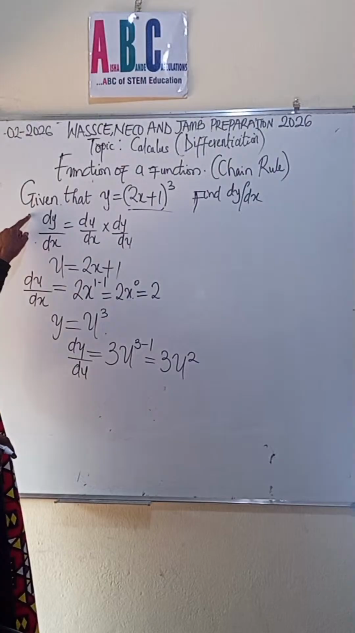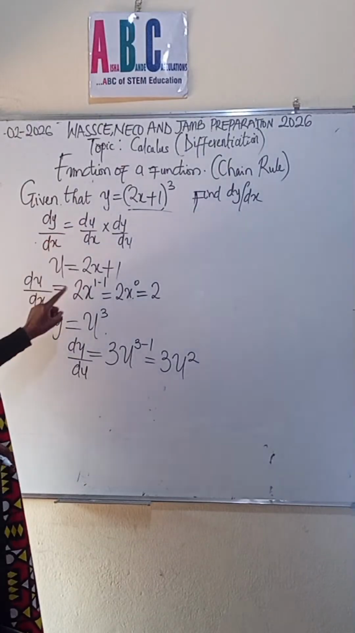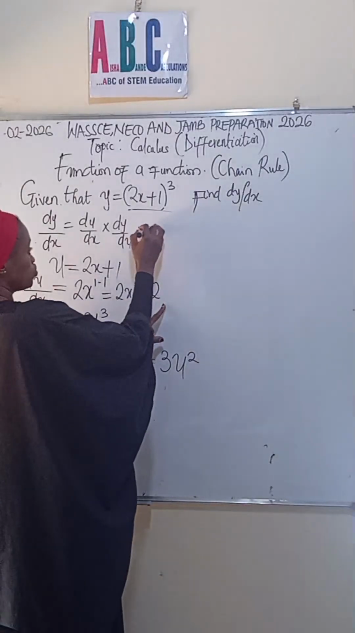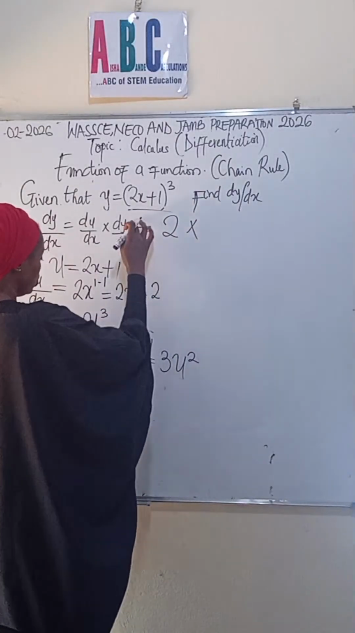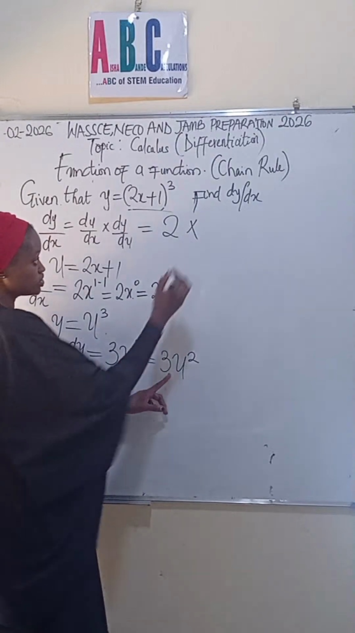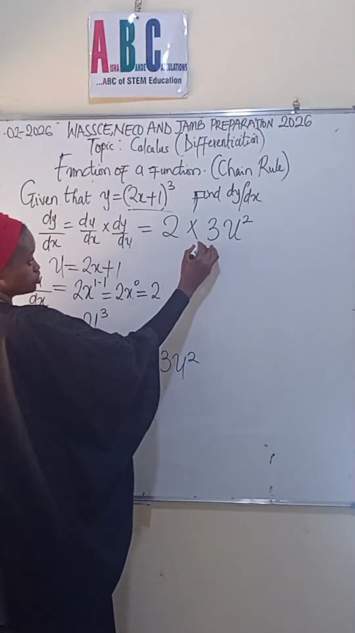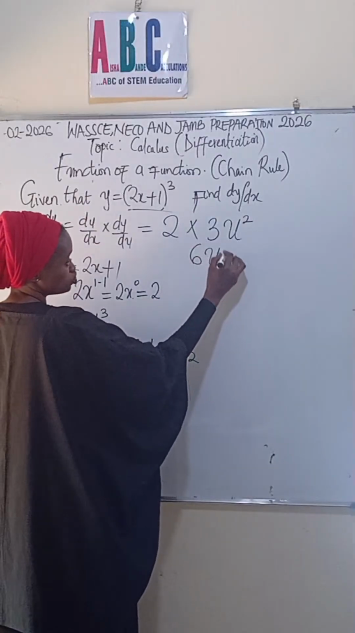You know the formula: dy/dx is equal to dy/du times du/dx. What is du/dx? We differentiated and we got 2. So this is equal to 2 times dy/du. dy/du is what? 3u squared. 2 times 3 is what? 6u squared, right?